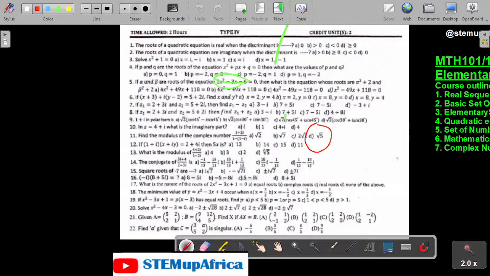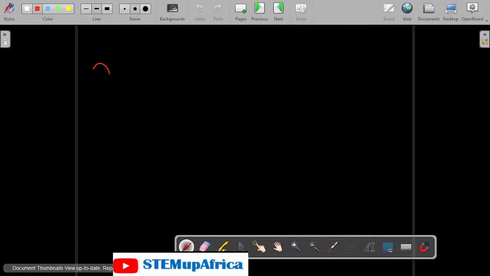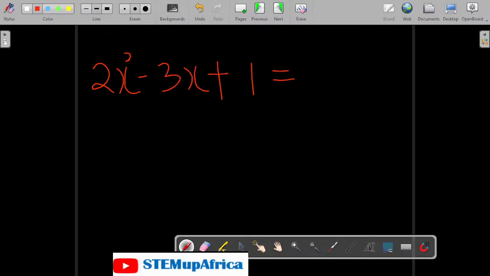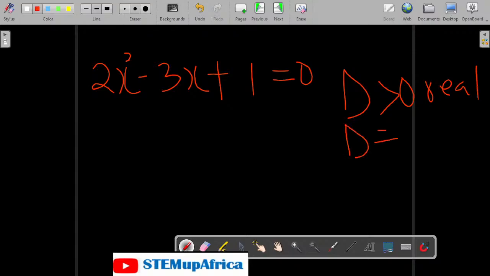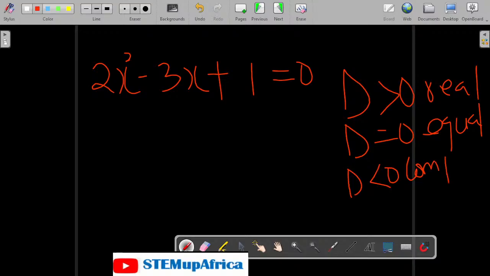So let's see how we can determine the nature of the root, whether it's equal root, complex root, or real root. Complex root is also called imaginary root. Let's see how we can achieve that. They gave us 2x squared minus 3x plus 1 is equal to 0. Our discriminant d greater than 0, we call that real. d equals 0, we call that equal. d less than 0, we call it complex or imaginary.